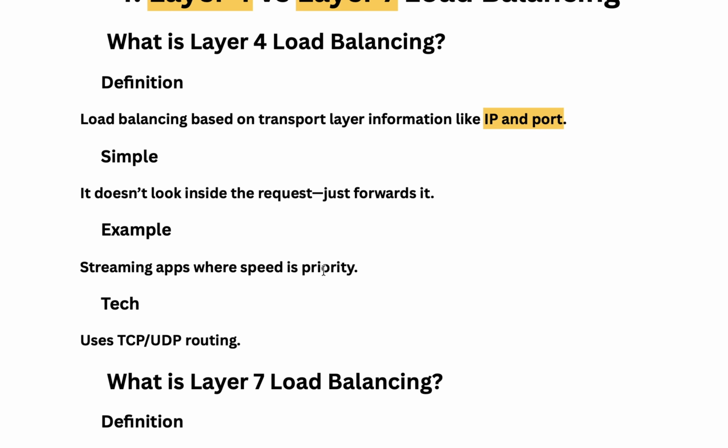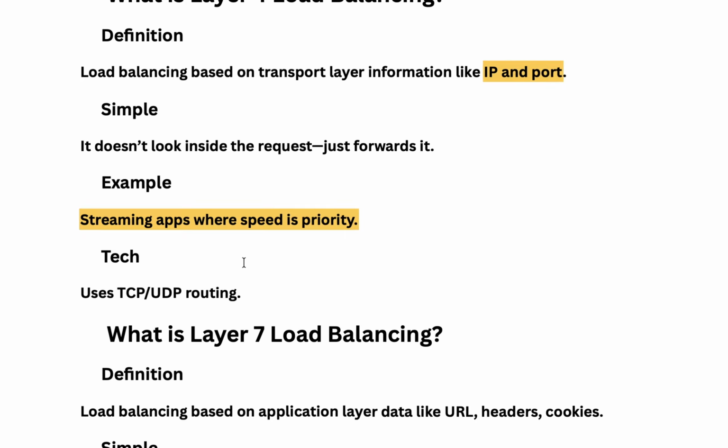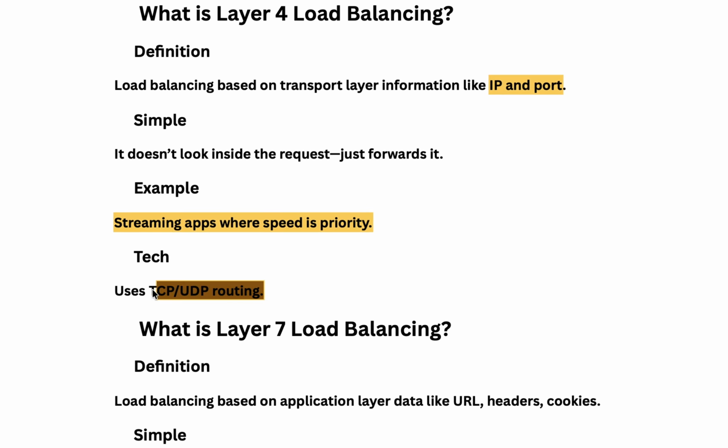Streaming apps where speed is a priority, yes, YouTube or Instagram could be examples. TCP or UDP.